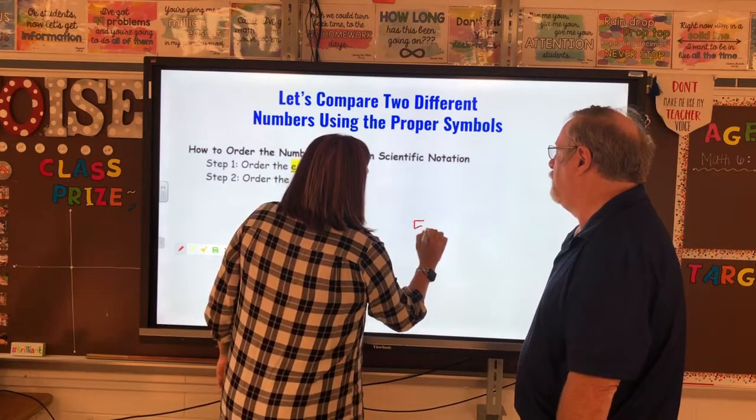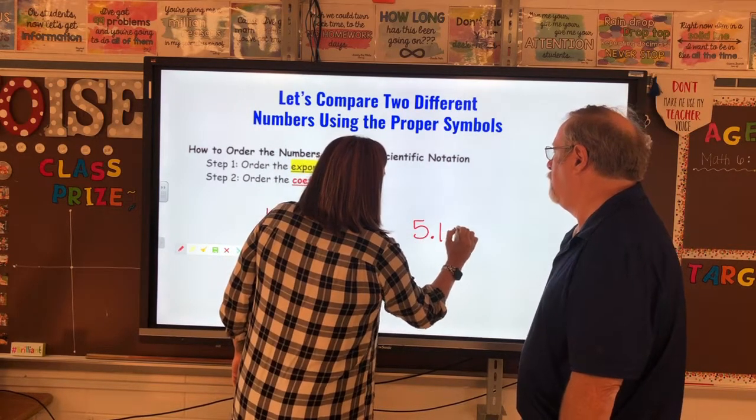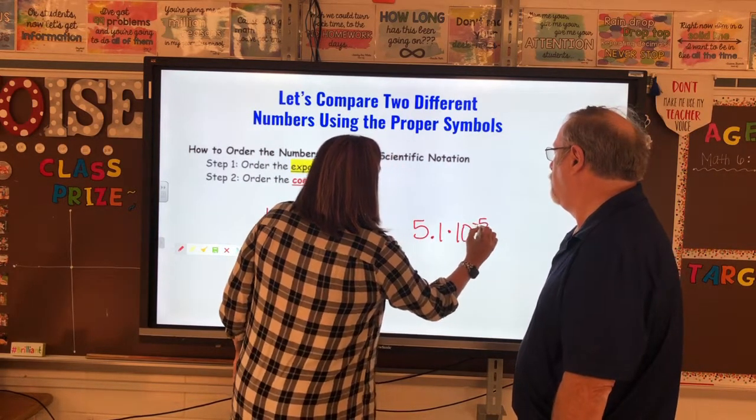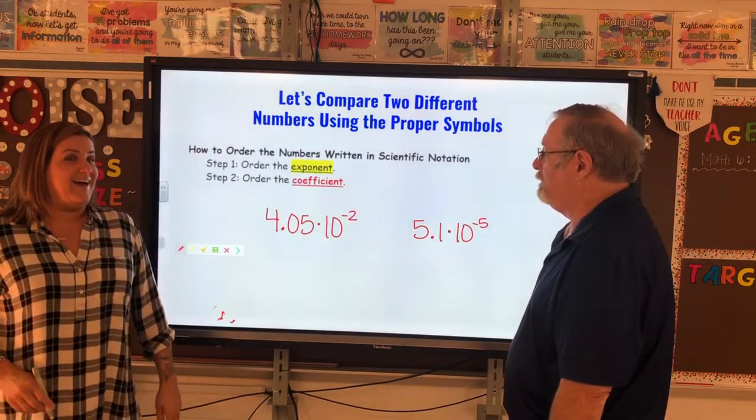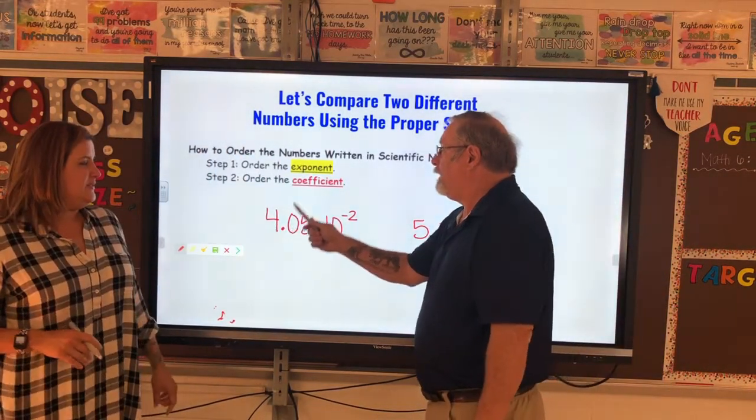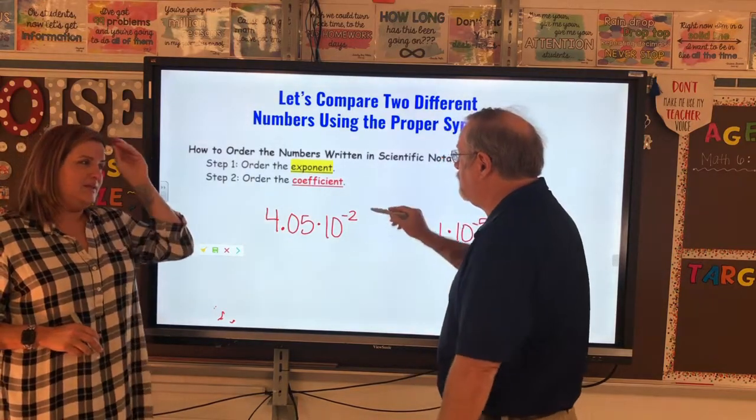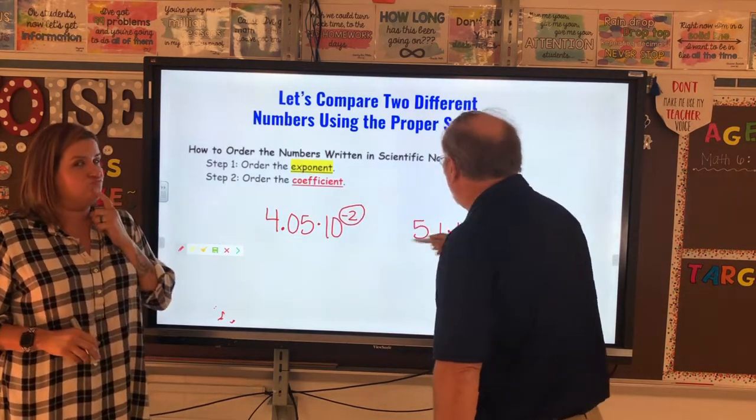Is what to 5.1 times 10 to the negative 5. Ooh, I like that. So, again, we're going to look at the exponent first. This is a -2, and this is a -5.